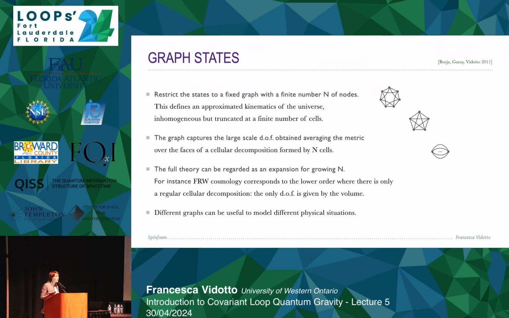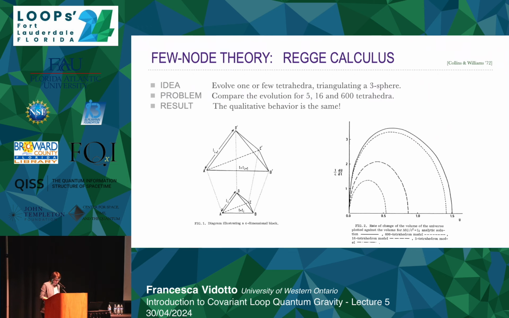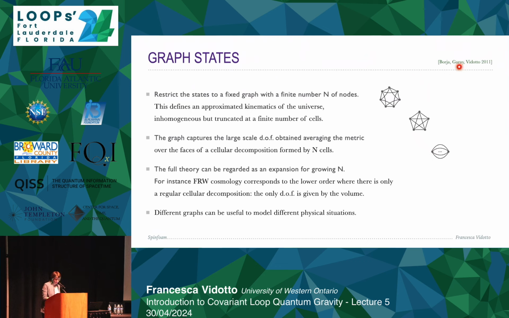We have said that the full theory is recovered when you have a graph that is infinitely complicated. But this is not what we do here. By the way, a nice description of this is in a paper of mine called Relational Quantum Cosmology, which I recommend if you want to think more about this.